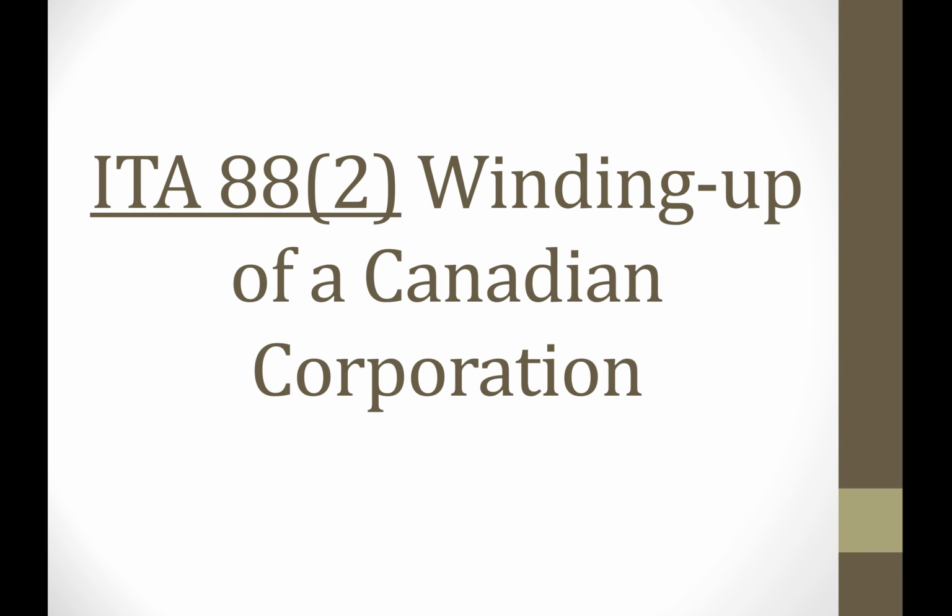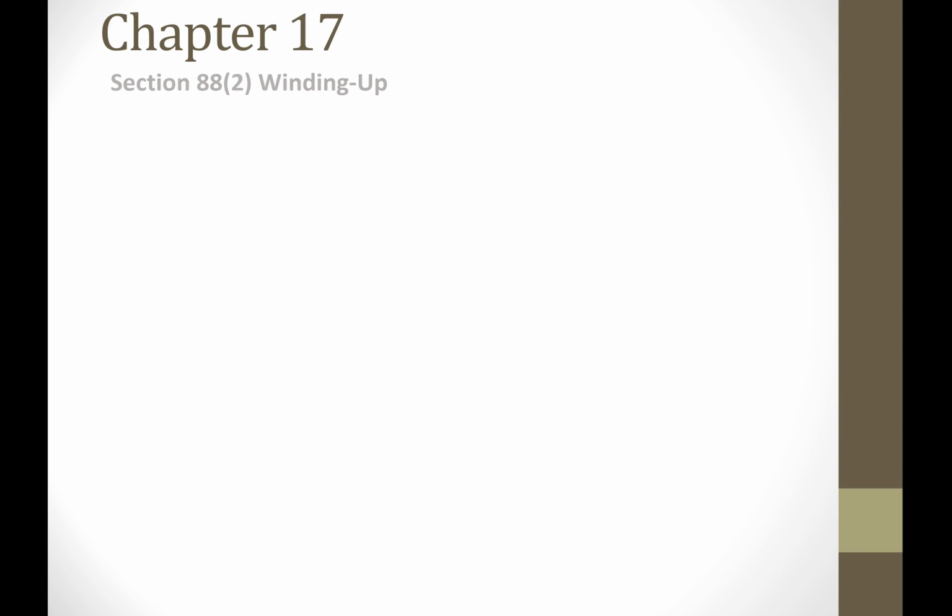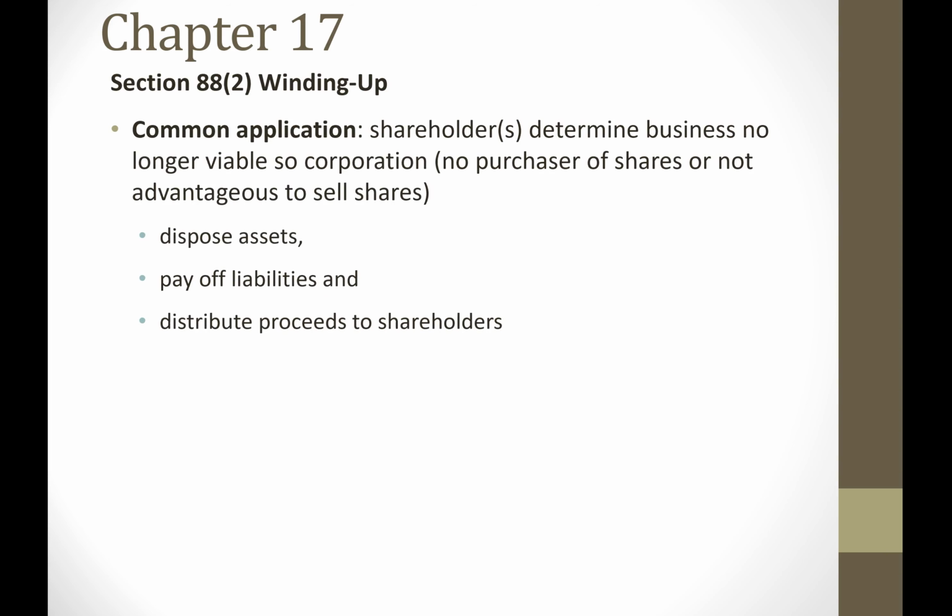Let's move on to a Section 88.2. Now, a Section 88.2 is referred to as a wind-up of a Canadian corporation. So let's talk about the common application. Let's say we have a shareholder or shareholders of a corporation and they deem the business to no longer be viable. There's nobody that wants to buy the shares of the corporation from them, or maybe it's not advantageous to sell the shares. So they want to basically just wind up the corporation. The corporation will no longer exist. So there's sort of three main steps.